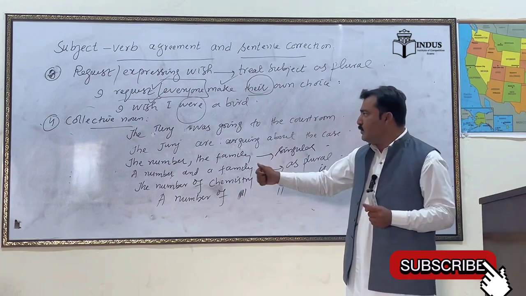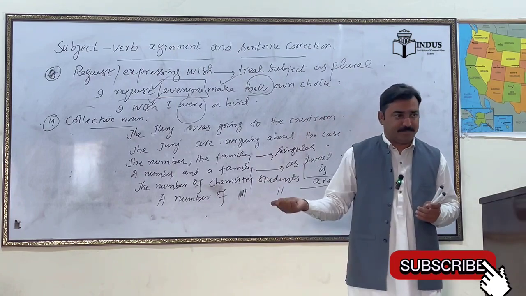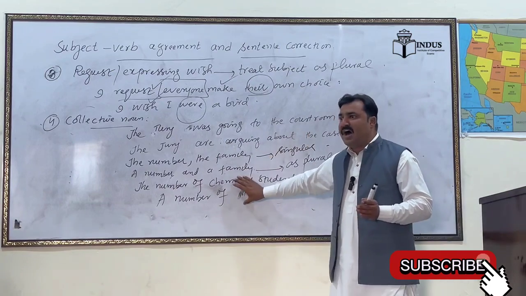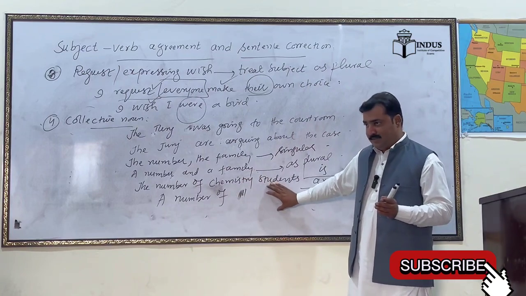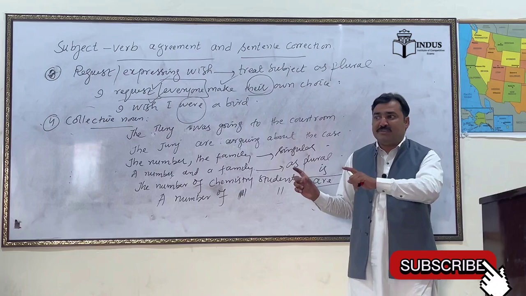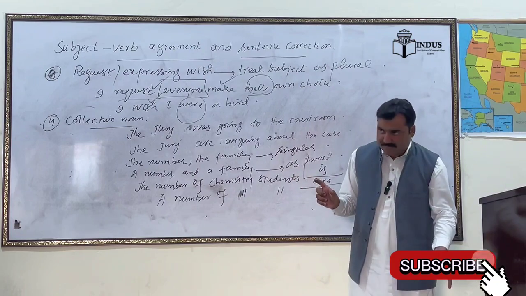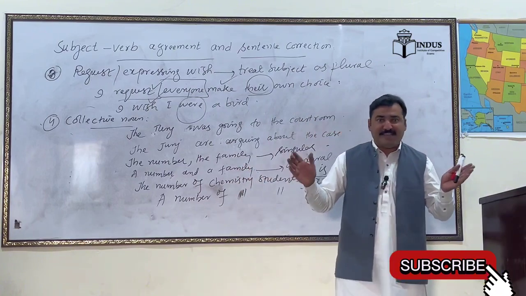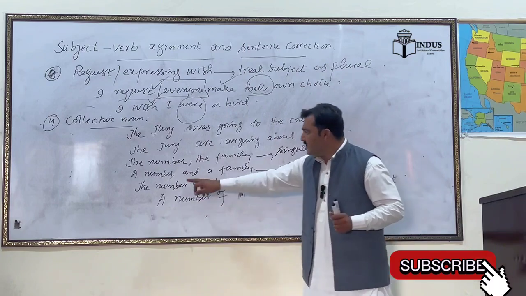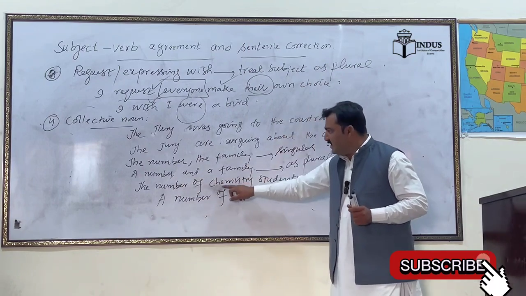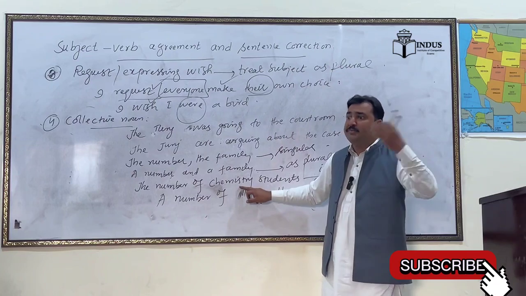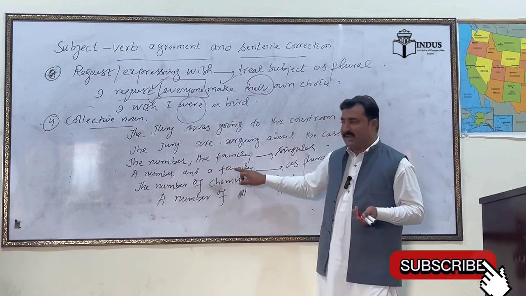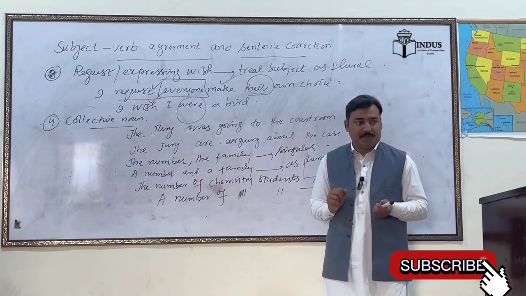Remember, if we use "the number" and "the family", treat that subject as singular. If we use "a number" and "a family", you are treating the individuals. "The number" and "the family" mean you are treating them as a whole. These become collective and these become individuals. So treat these ones as plural and this one as singular.